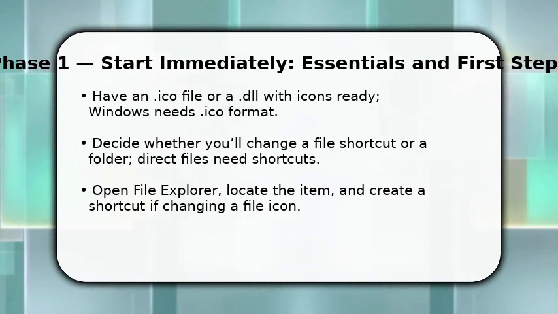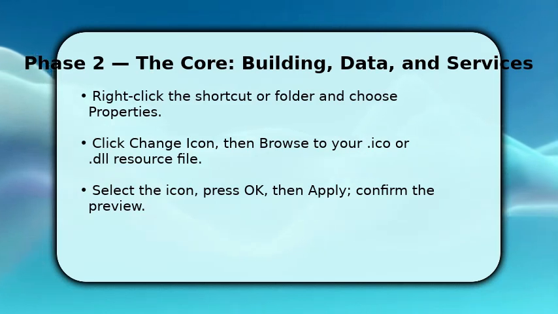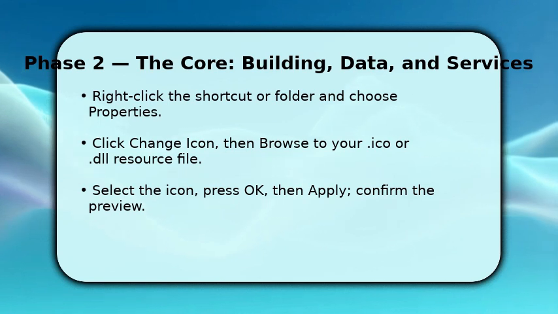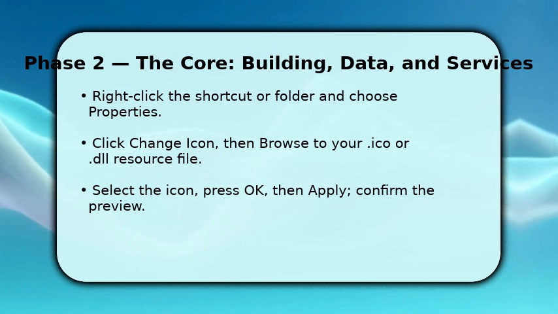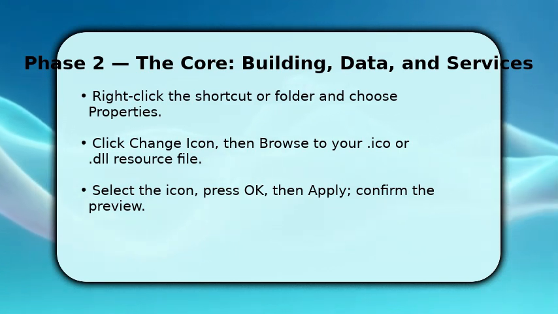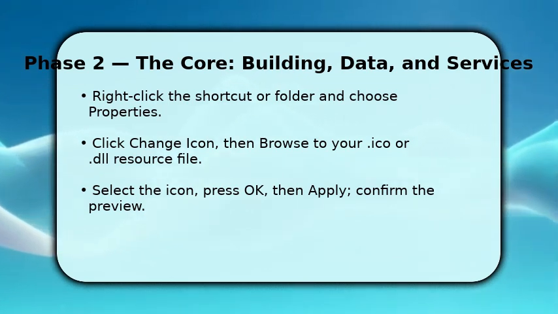You now perform the core steps to swap the icon. Right-click the shortcut or folder and open Properties, then go to the Shortcut or Customize tab and click Change Icon. Use Browse to locate your ICO file or a DLL that holds icons and pick the image you want. Press OK to confirm the selection, then apply so Windows records the change.